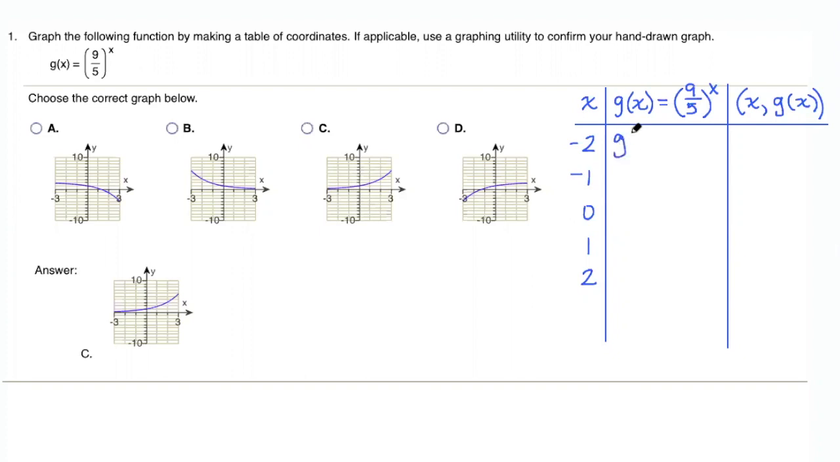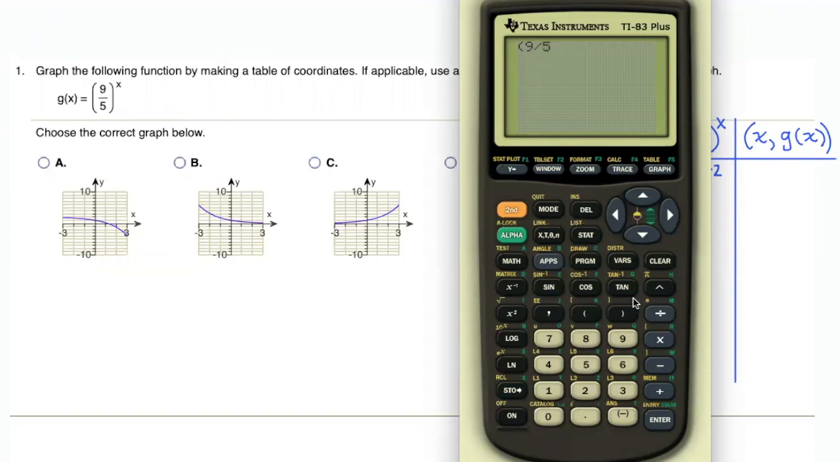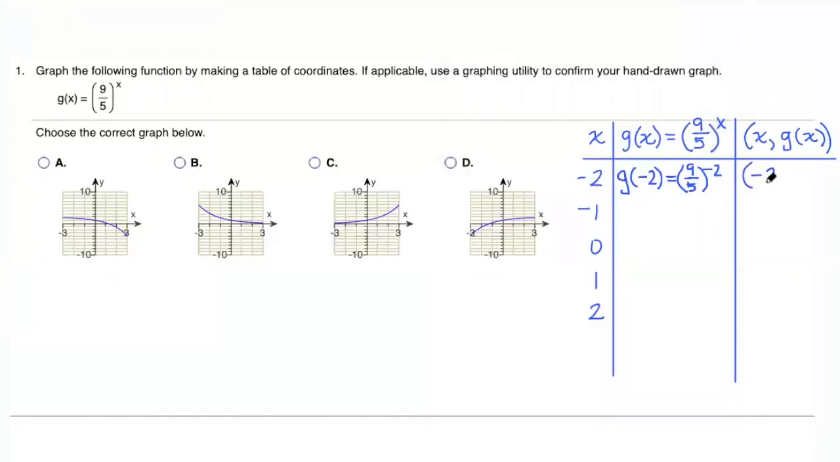So 5 values is usually enough, so I went with -2 to +2. In the middle section, remember, I substitute the -2 for the x. And then when it's time to evaluate 9/5 to the -2 power, I'm going to go back to my calculator. Now, you're going to want to keep that fraction in parentheses, and it doesn't hurt to keep the exponent in parentheses as well. So I get about 0.3. I'm just going to take one decimal place because realistically I can't graph better than that. So back to my table, I have the point -2 and 0.3. I do the same for all of the other x values.